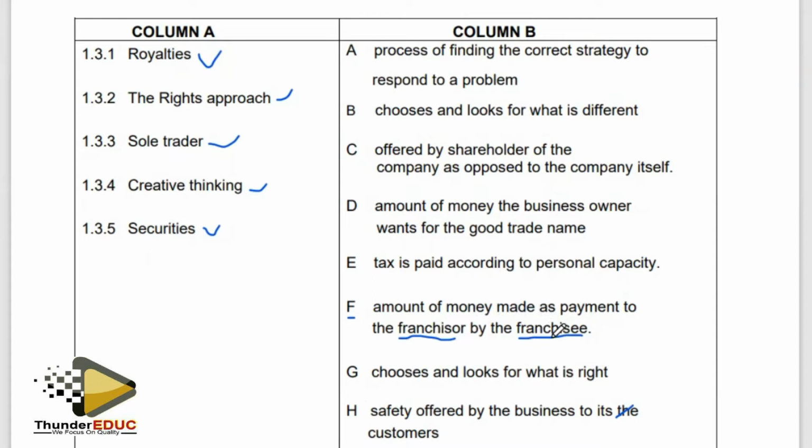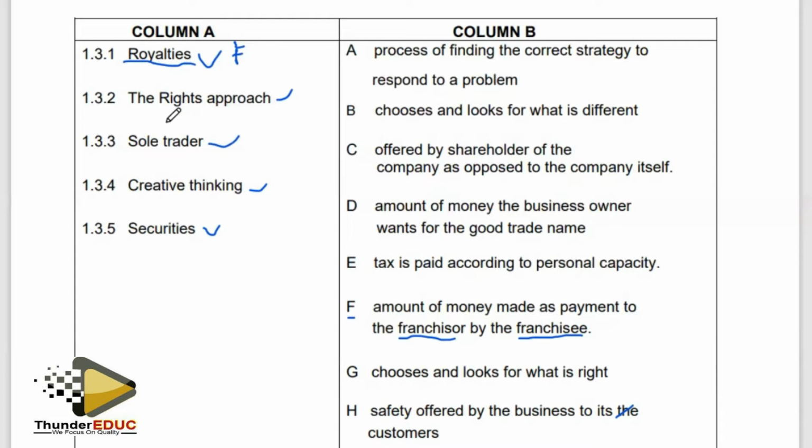And after taking up the franchise, you are supposed to pay a fee, a franchise fee known as the royalties. And this is our answer. So for 1.3.1, the alternative is supposed to be F. Supposed to be F.